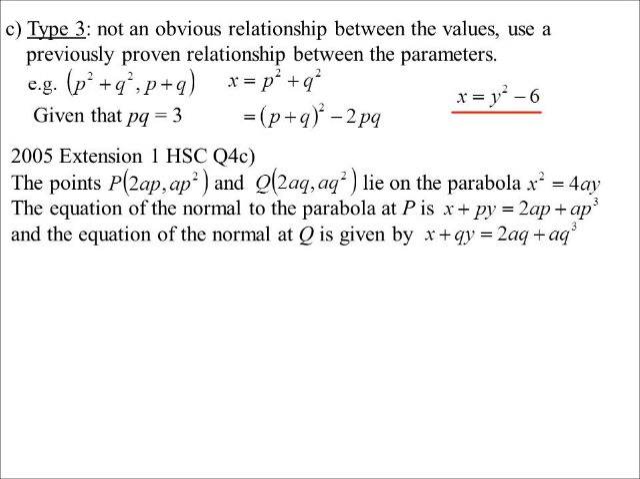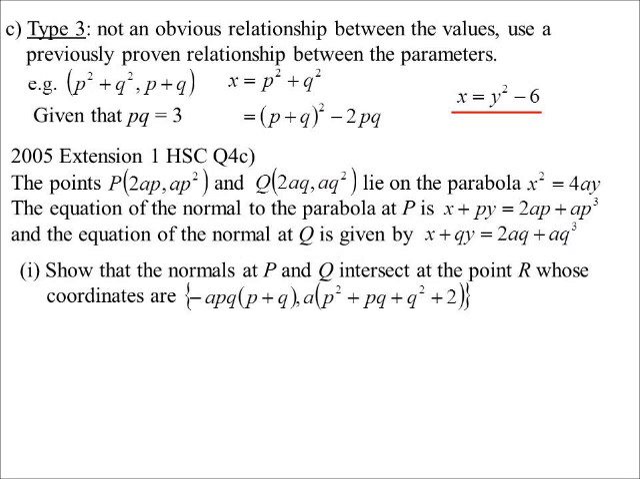So alright, let's look at an HSC one. So way back in 2005. A standard sort of question, we've got the points P and Q given the standard parameters, x squared equals 4ay. They've told us the equation of the normal, so we don't have to derive that. So we've got it for both P and Q.